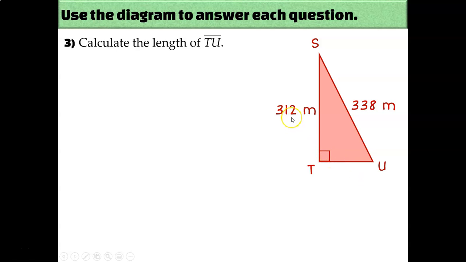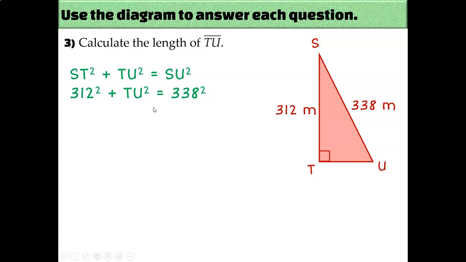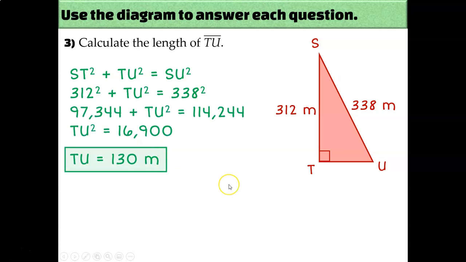TU is one of the legs, and so is 312. 338 is the length of the hypotenuse, because that's the side across from the right angle. So here we go. Leg squared plus leg squared equals hypotenuse squared. In other words, 312 squared plus TU squared equals 338 squared. Run those numbers through your calculator, and you get an answer of 130 meters.